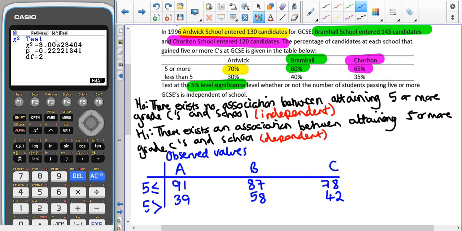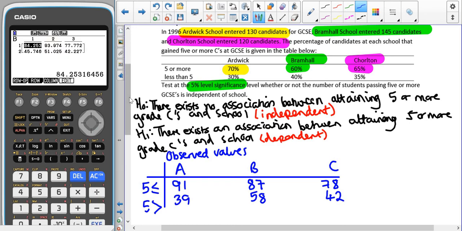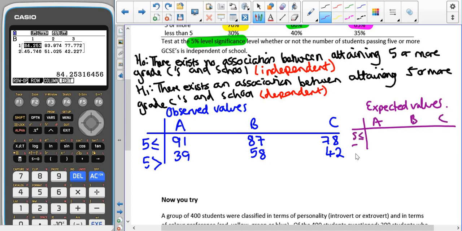Remember, don't write these values down straight away. We are going to come back to this as to why we don't write them down straight away. Instead, we need to click on the arrow mat again, go down to matrix B, and remember that these are our expected values. So in a separate table, we're going to have expected values. And then we just need to copy these values at least to 3 significant figures.